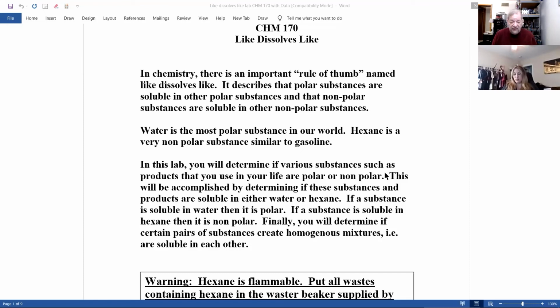Finally, you will determine if certain pairs of substances create homogeneous mixtures, i.e., are soluble in each other. By the way, i.e., if you've never seen that before, is Latin. I forgot the Latin words, but it means that is. And it's used by professionals like me.